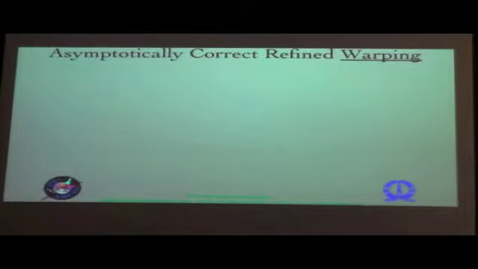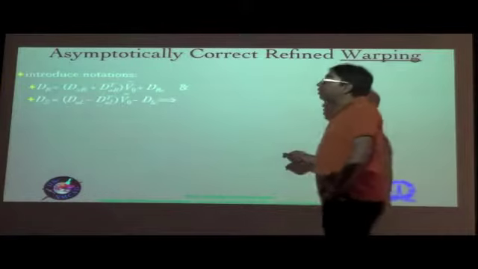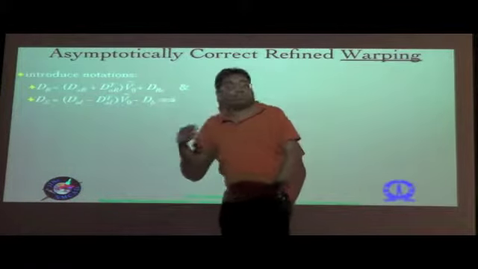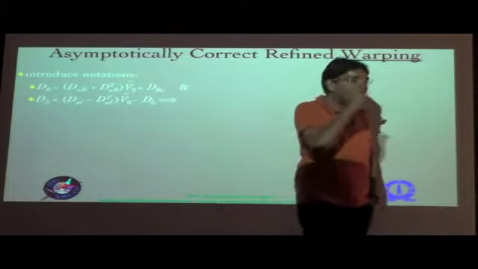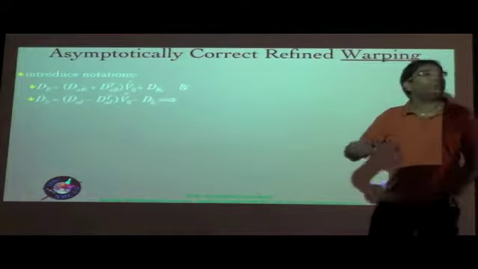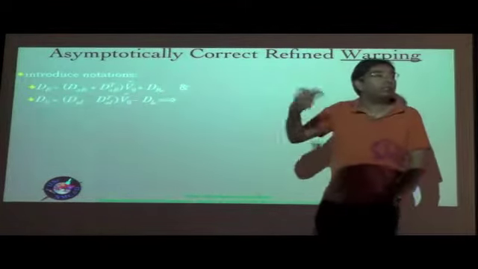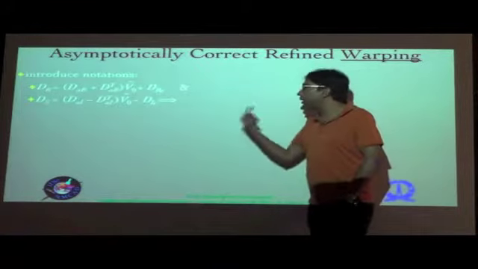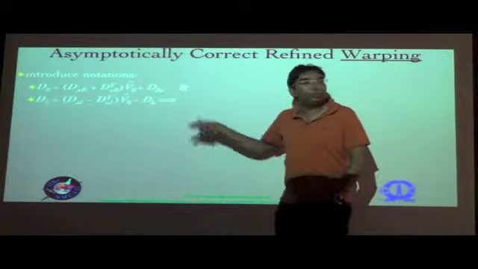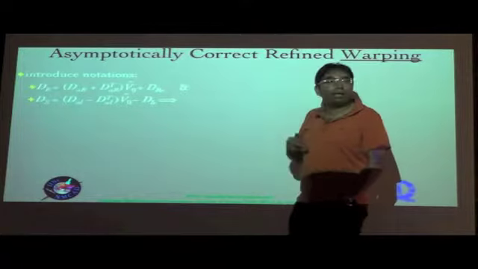So now the asymptotically correct refined warping. What we saw in the previous slide was the asymptotically correct refined energy. Now we are trying to get the warping associated with that. To do that, we will introduce again two new notations. All these new notations are introduced just to make the equations look compact and try to make certain inferences from the solutions. Otherwise, there's no hard and fast rule why you should introduce all of these quantities. It just makes life simpler.